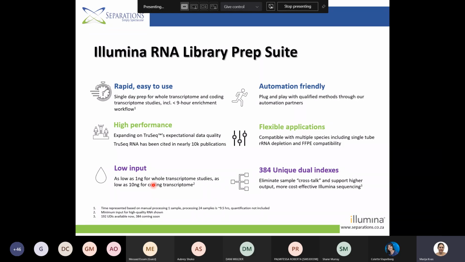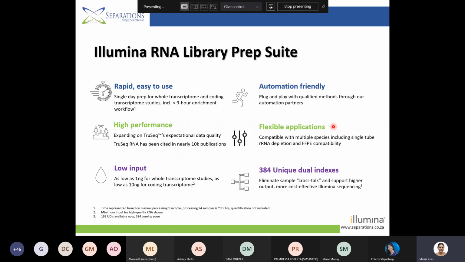So Illumina came up with an innovative way of making library prep easy to use and faster, still having the high performance that TruSight library prep had, but now working with lower input samples, which is really great. For certain applications we can go as low as 1 nanogram. Previously we could do it at 100 nanograms, or from 100 to 1,000 nanograms. Now we can go as low as 1 nanogram depending on our application, maybe 10 nanograms for coding transcriptome, or even 25 nanograms. But we have much lower input with this library prep.